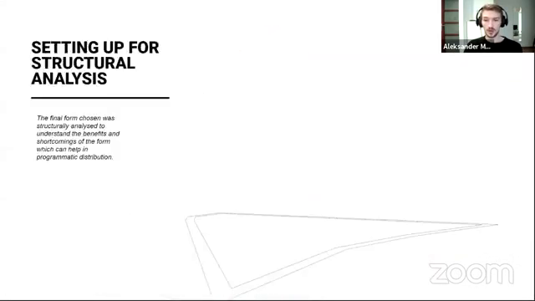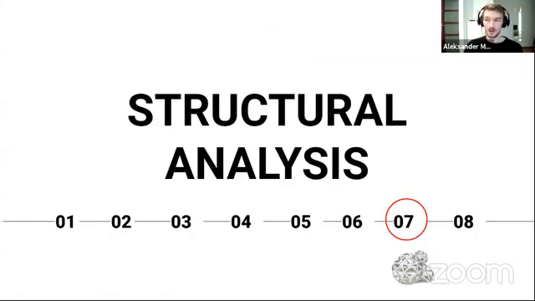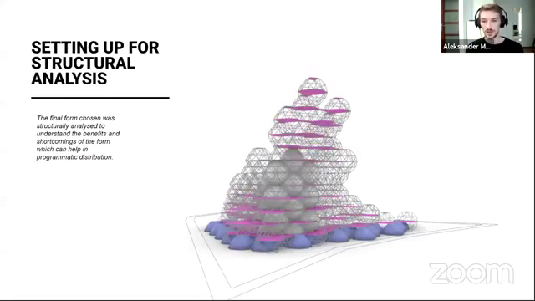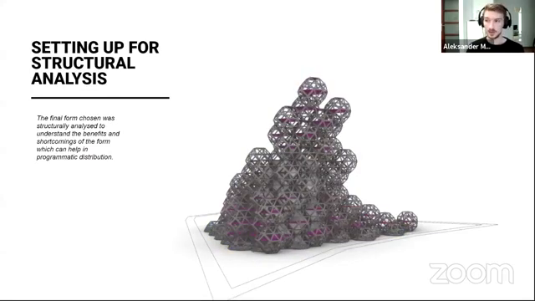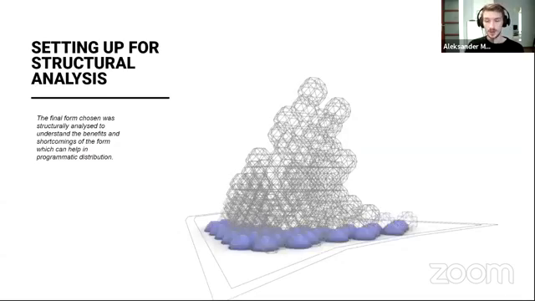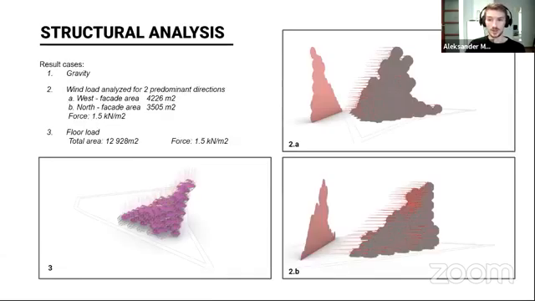And then we went on and continued to prepare the Karamba analysis. Here are all the parts of the Karamba model for the structural analysis that we prepared. We specified three main load cases, which are wind load from the predominant directions, which are west and north, and also the floor load and gravity.